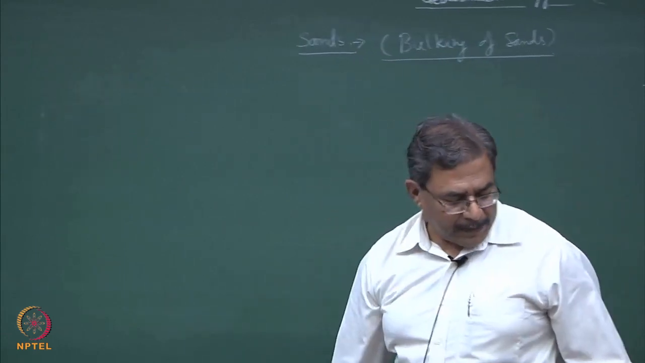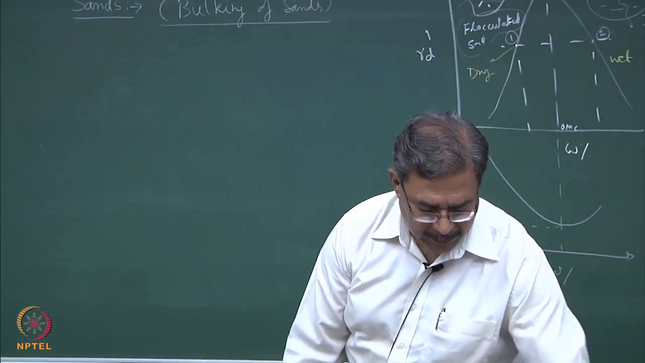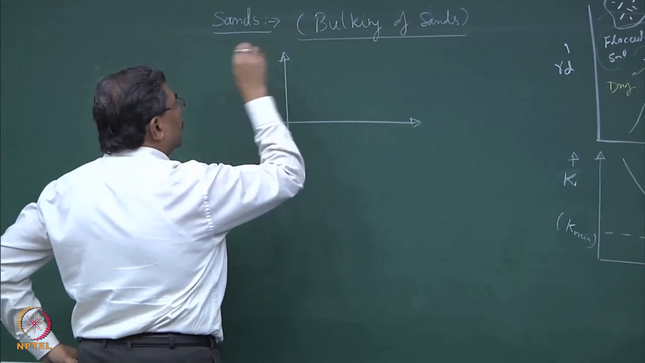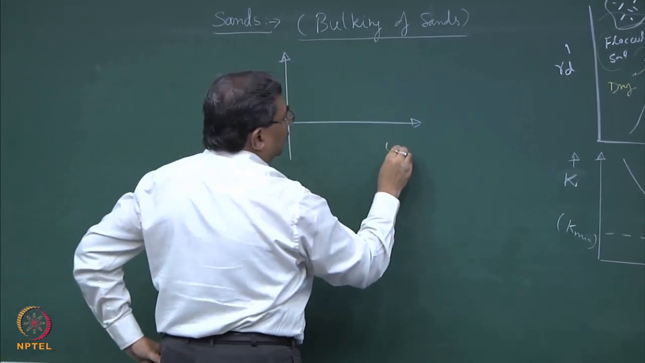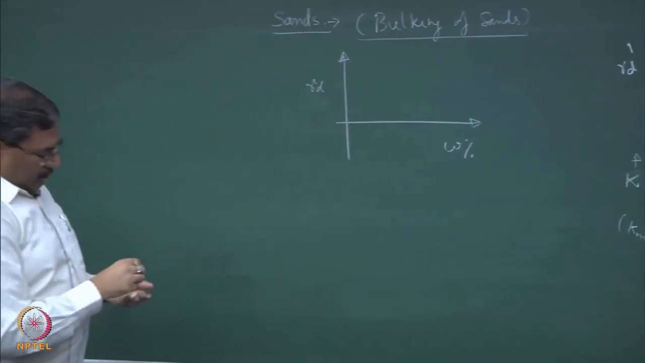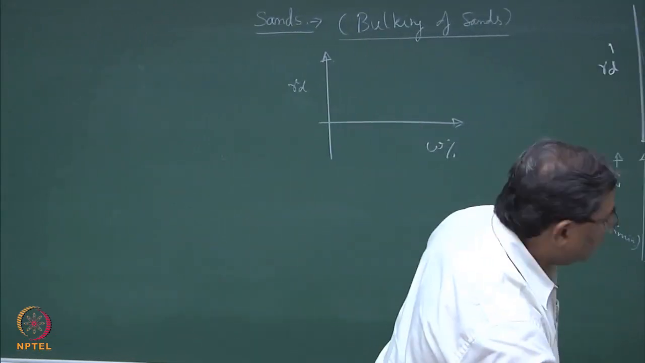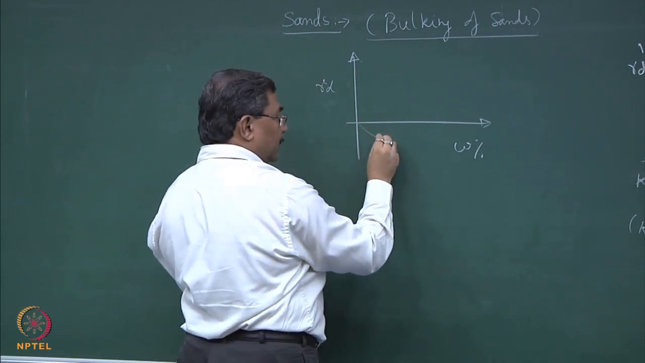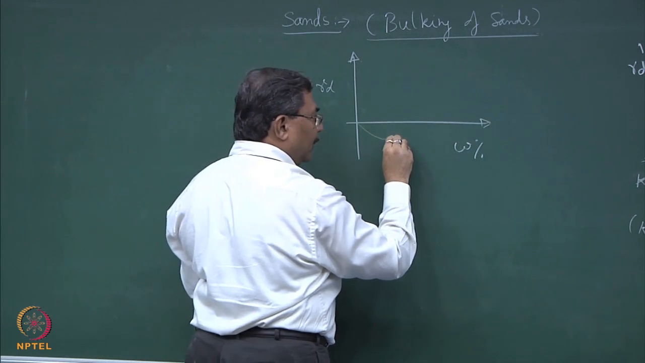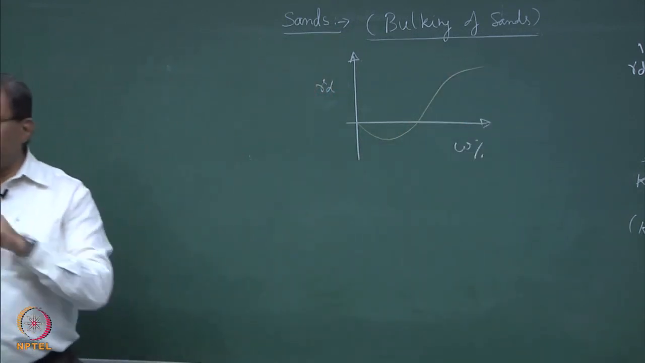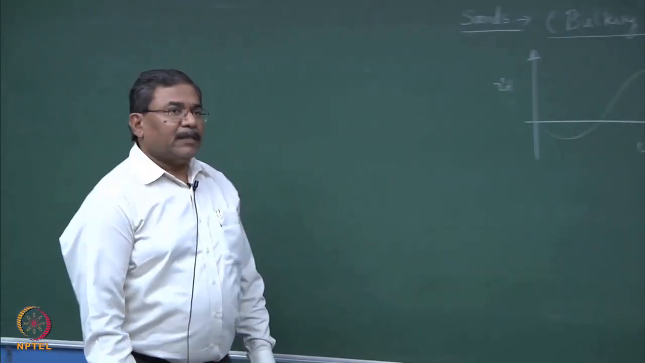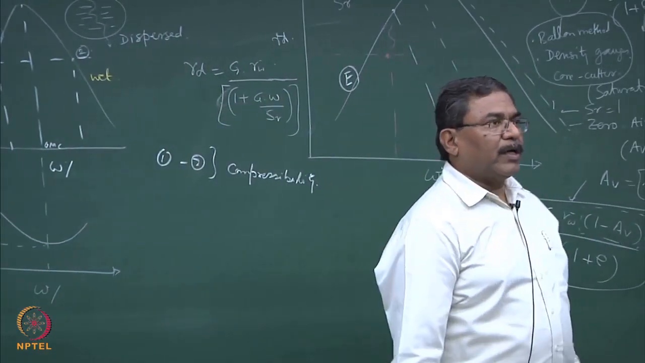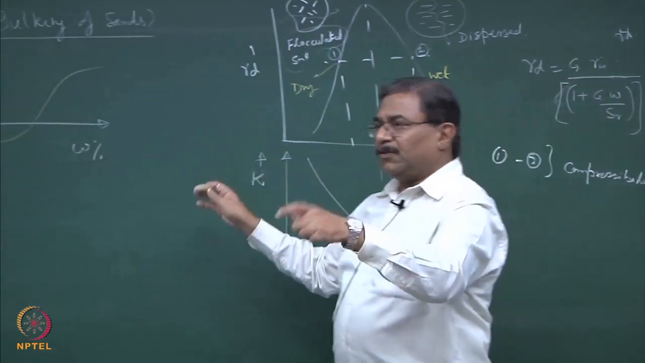So, what happens here is when you talk about the bulking of sands, it is a very funny material. What is observed is that initially the gamma d decreases when you add moisture into sands or sandy soils, attains a minimum value of gamma d, and then it rises. This behavior is known as bulking. We will be analyzing this behavior based on the shear strength theory in the second course, which is going to be more rigorous than the first course. This is an introduction to the subject.